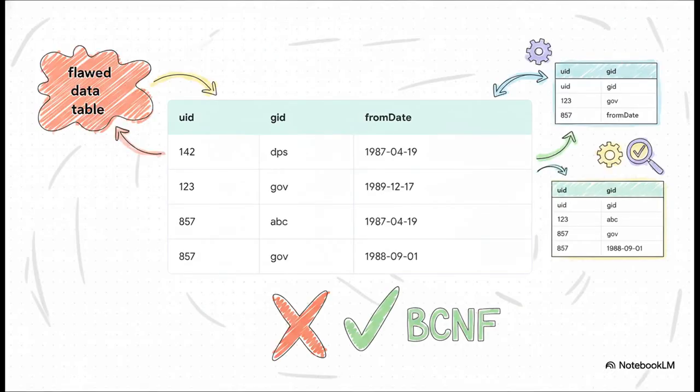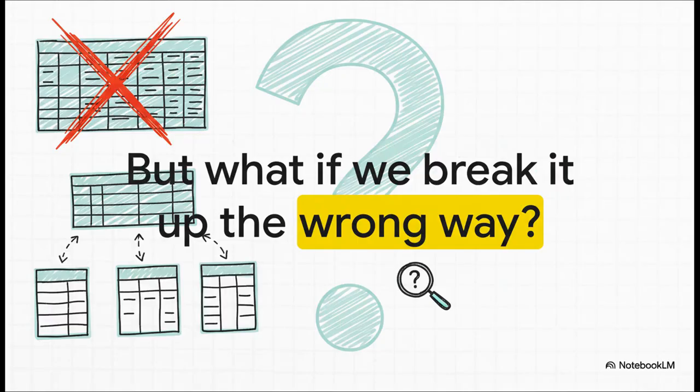And the second table is now purely for memberships. It just links a user ID to a group ID. No more repeating names, no more repeating Twitter handles. It's clean, it's efficient, and most importantly, both of these new tables are in BCNF. All the rules are being followed. Problem solved. So we're good, right?